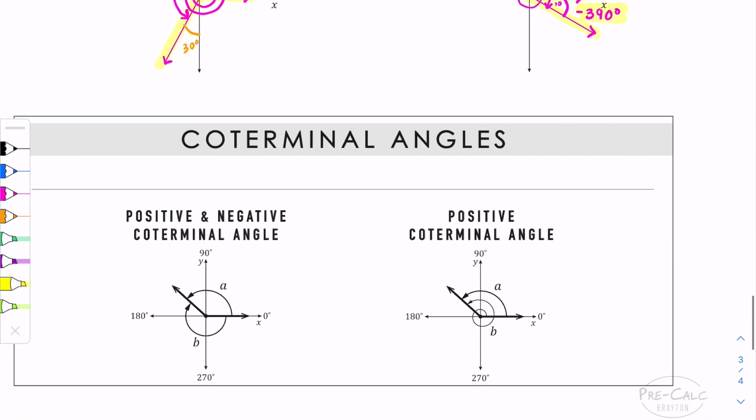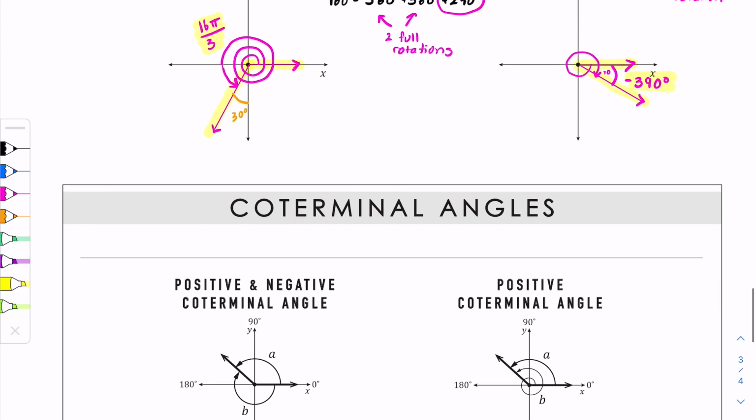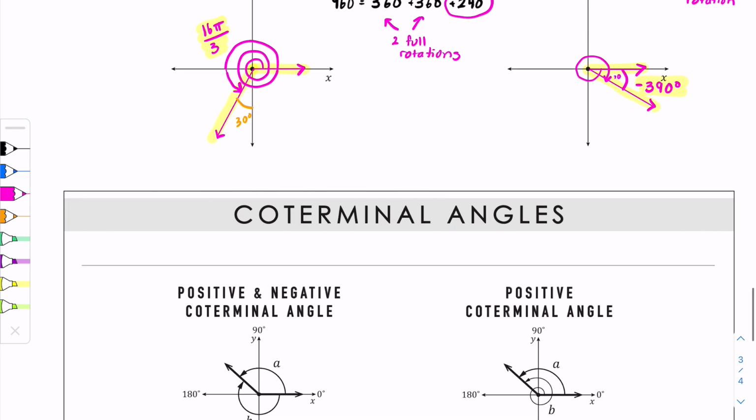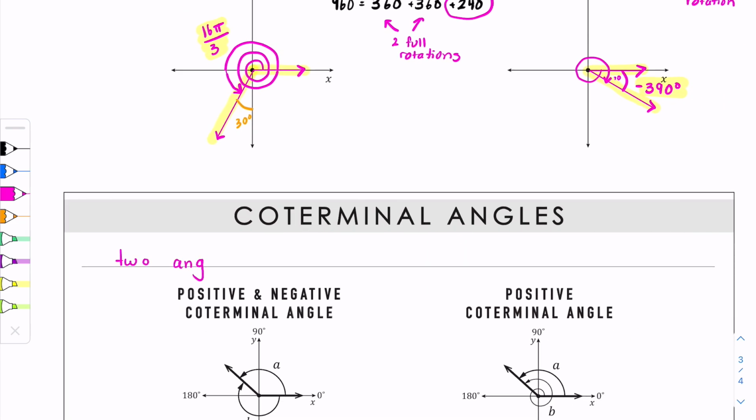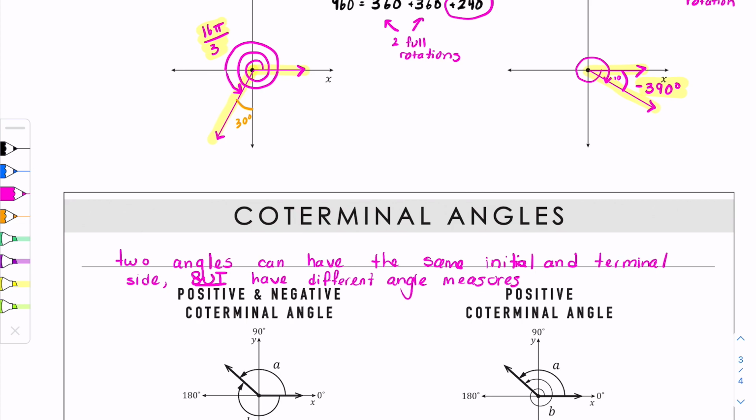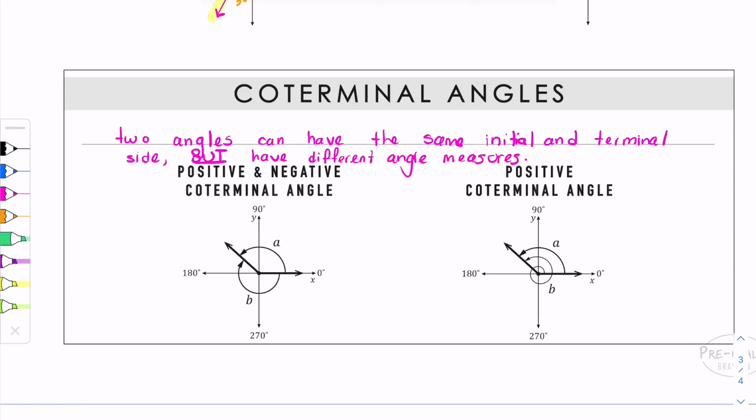All right, next we're looking at coterminal angles. So coterminal angles are 2 angles that have the same initial and terminal sides, but different angle measures. The first example is an example of a positive and negative coterminal angle.